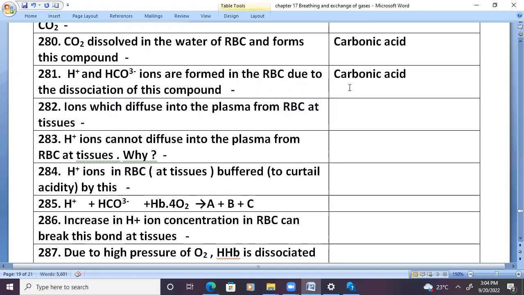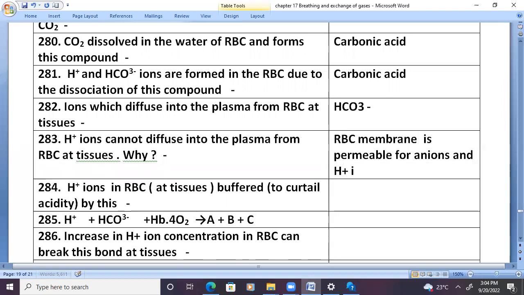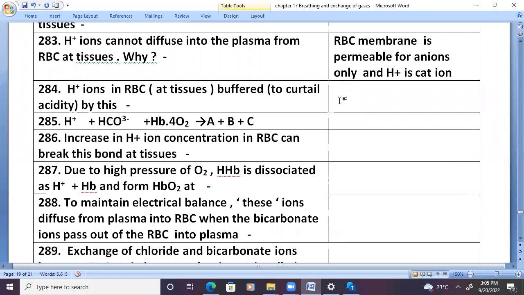Bicarbonate ions diffuse into the plasma from RBC at tissues. H plus ion cannot diffuse into the plasma from RBC at tissues. Why? The RBC membrane, which is called Donnan's membrane, is permeable for anions only, and H plus is a cation, so it can't go out. There is no permission for the cation. H plus ions in RBC, that means at tissues, are buffered to curtail acidity.